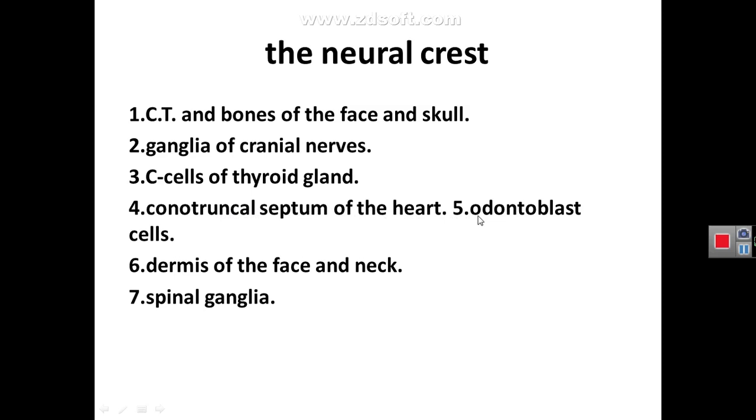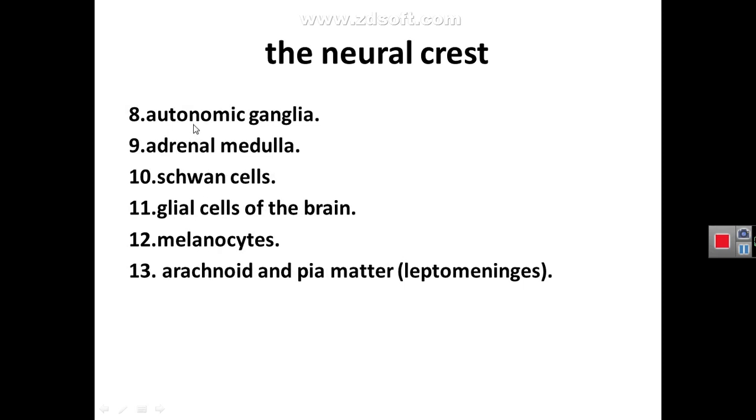Moreover, the neural crest cells will form the odontoblast cells of the teeth, and they will form the dermis of the face and neck, and they will form neurons in the spinal ganglia, which is the dorsal root ganglia. The neural crest cells will form neurons of the autonomic ganglia, which are the ganglia of the sympathetic chain and the ganglia of the peripheral parasympathetic system. The neural crest cells will form the medulla of the suprarenal gland, which is also called the adrenal gland.